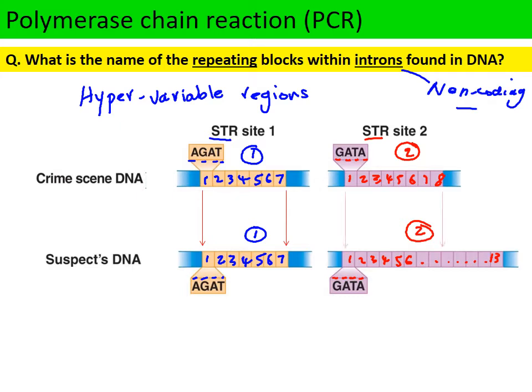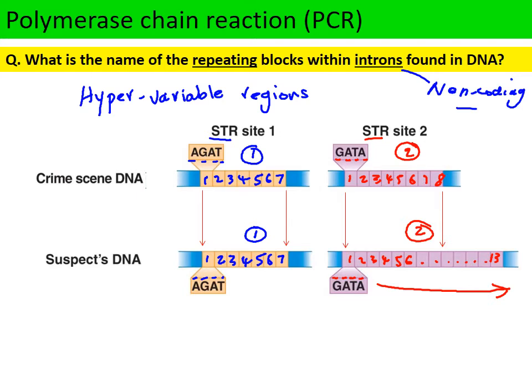But when we do this PCR for the second hypervariable region, we can see it's actually a lot bigger in the second individual. So we can see it goes all the way down here. So there's 13 STR repeats, which is obviously different from the DNA from the crime scene. So we could say here that the suspect's DNA does not match the crime scene DNA, and therefore you might exclude this suspect from the inquiry because their DNA does not match that of the crime scene.